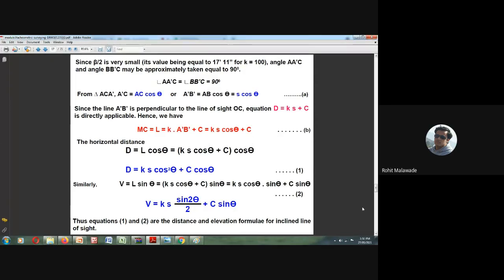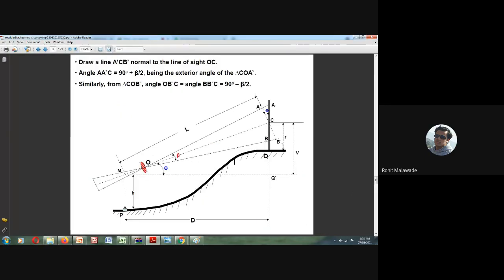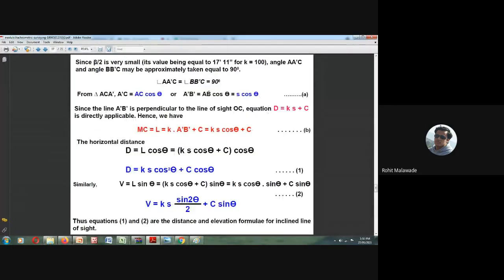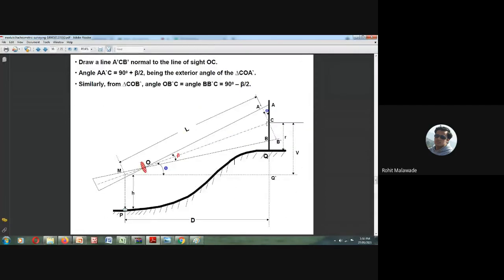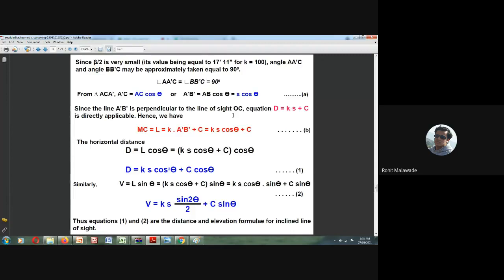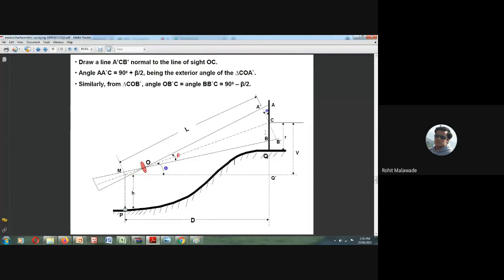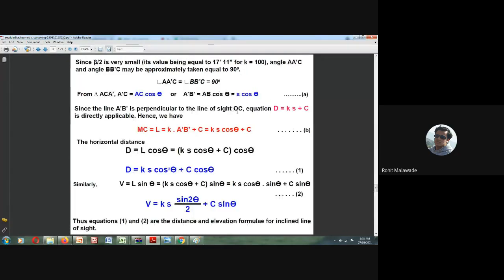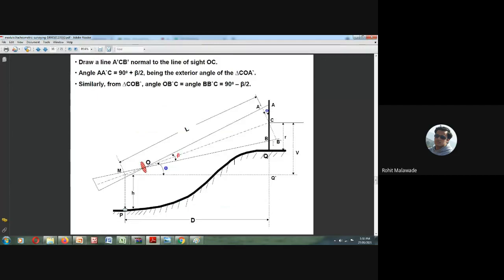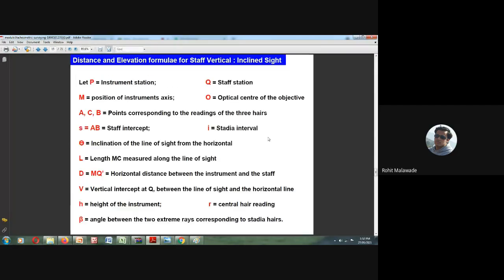A dash C is equal to AC cos theta. Then A dash B dash, we are going to get it as AB cos theta. AB is nothing but your staff distance, that is S. So it is S cos theta.